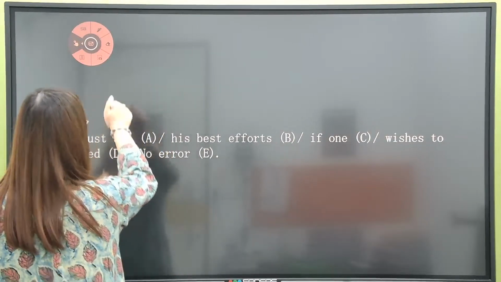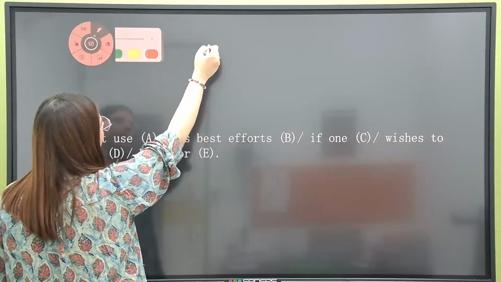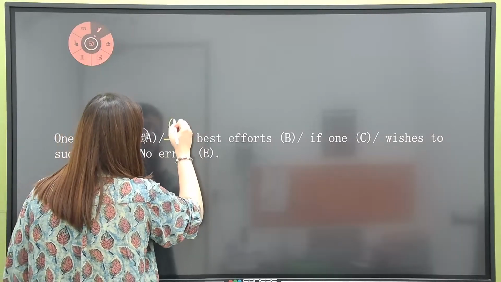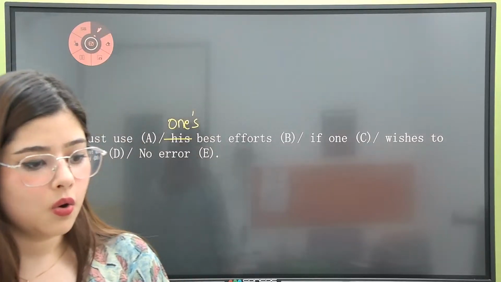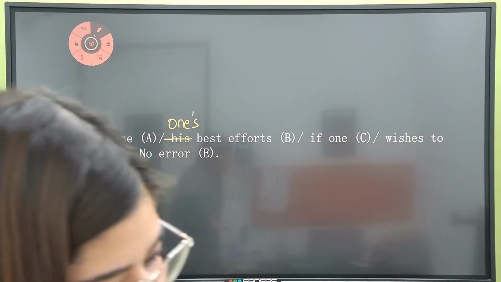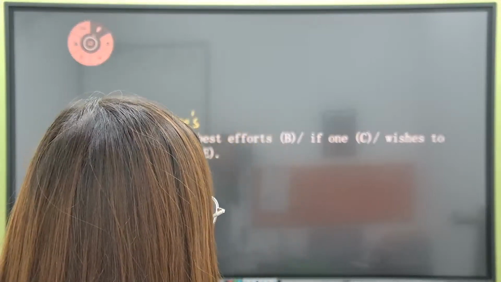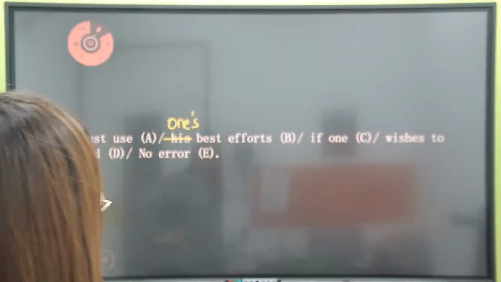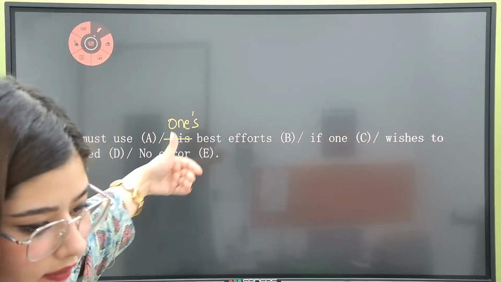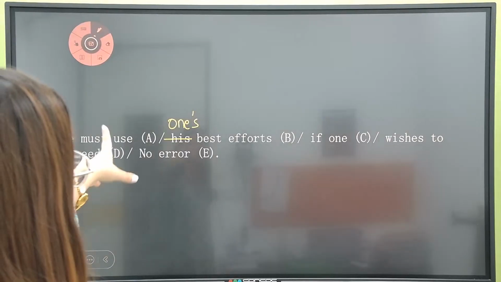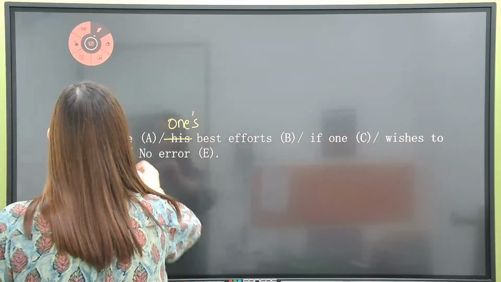One must use one's best efforts if one wishes to succeed. No error. He must use his best efforts if he wishes to succeed. Good. But one must use one's best efforts if one wishes to succeed.